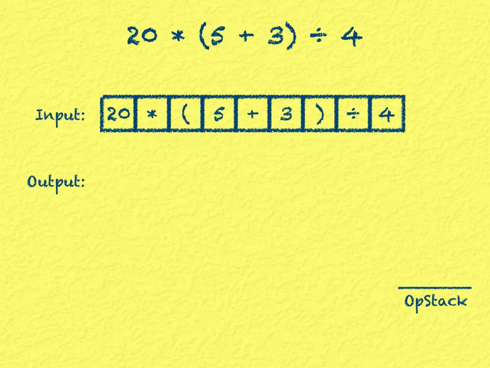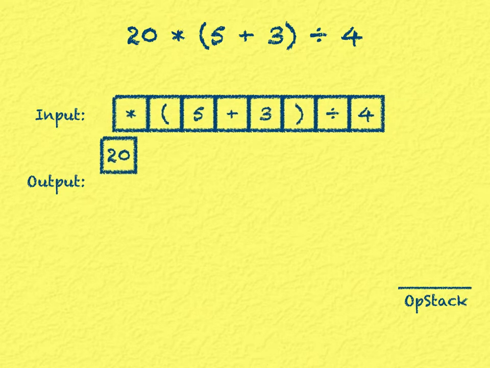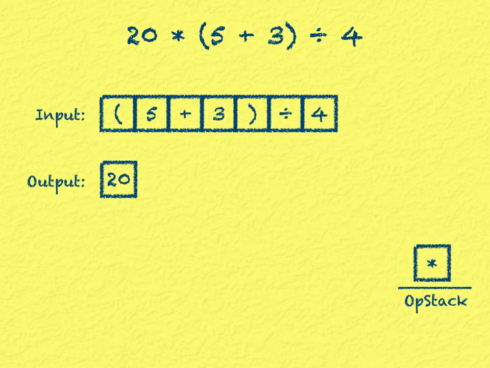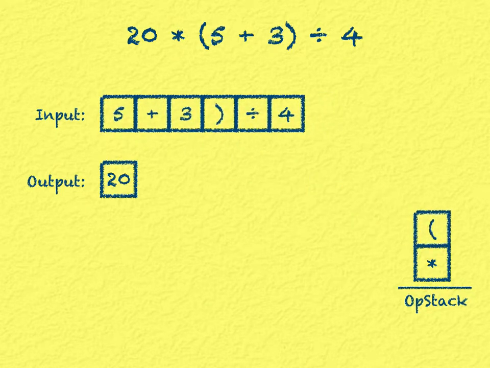Next, we got 20 times 5 plus 3 wrapped in a pair of parentheses divided by 4. 20 is a number, straight to the output. Multiplication is an operator, straight to the stack. Next, we got open parentheses. Parentheses has the greatest precedence of all, thus it goes straight on top.